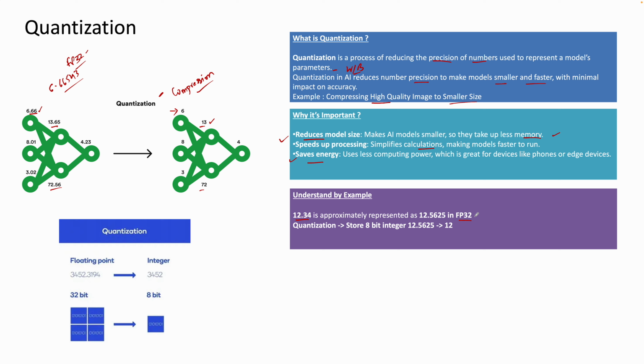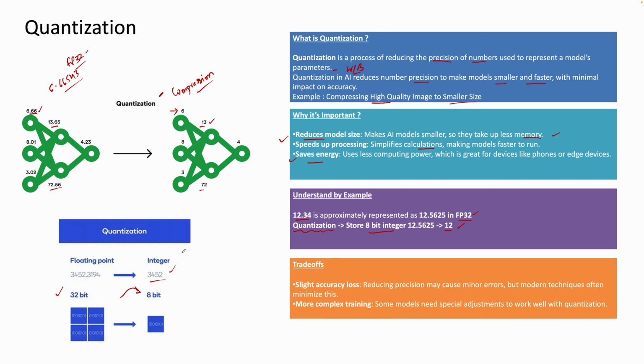Now, when you see FP32, it means that it is in floating point 32 precision. If you store this number in floating point 32 precision, it would be stored as 12.5625. Now, if I apply quantization to it, let's say you quantize it as an 8-bit integer. So this same number, which is 12.5625, will be stored as 12. Very similar to the example we studied. Here also, you can see I'm using a 32-bit floating point. If I have to store it as 8-bit, it would be stored as this number, right? So this is nothing but quantization.